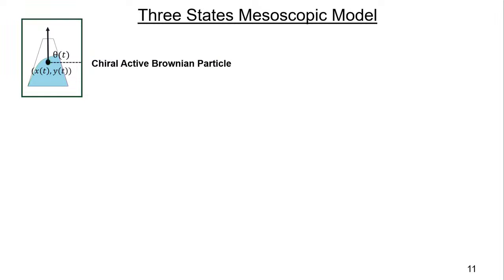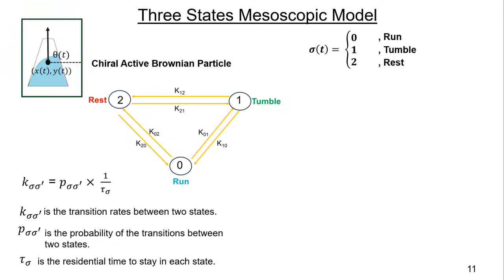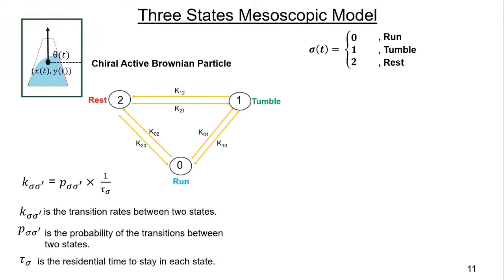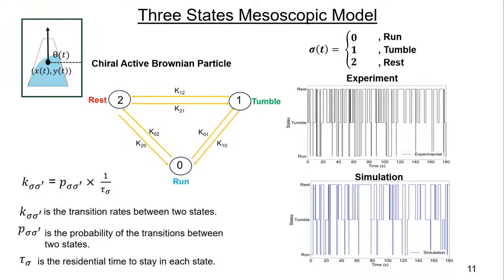Then we proposed a simple model to understand the system. We consider it a chiral active Brownian particle. There is a switching rate from rest to tumble, tumble to run, and run to rest. The switching rate is taken as the probability between 2 states, multiplied by the inverse of the residence time that we calculated from here. Then we put this transition rate into the Gillespie algorithm, and we produce the new state from the simulation.